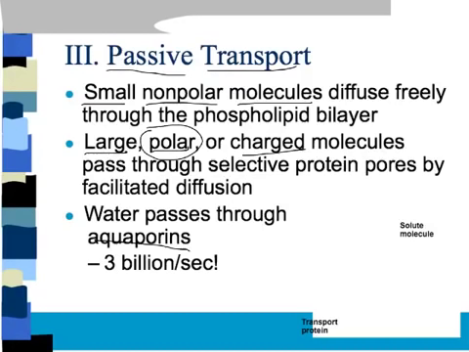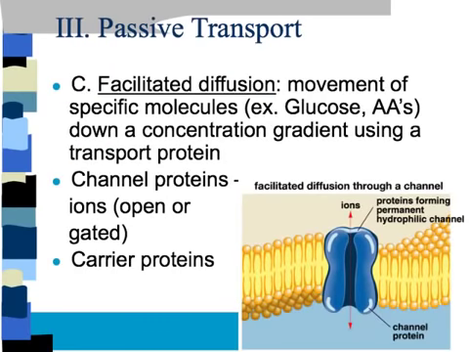The last kind of passive transport is facilitated diffusion, when we get large polar or charged things to diffuse across the membrane using a protein pore. So facilitated diffusion is the movement of specific molecules that are polar or large, so things like maybe glucose or amino acids, down a concentration gradient, so from high to low concentration, using a transport protein. There are two ways this can happen.